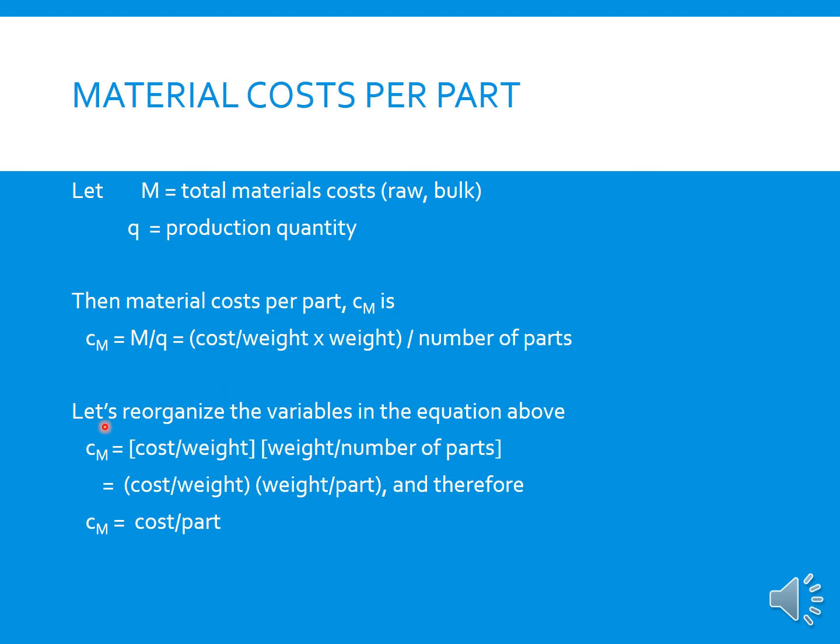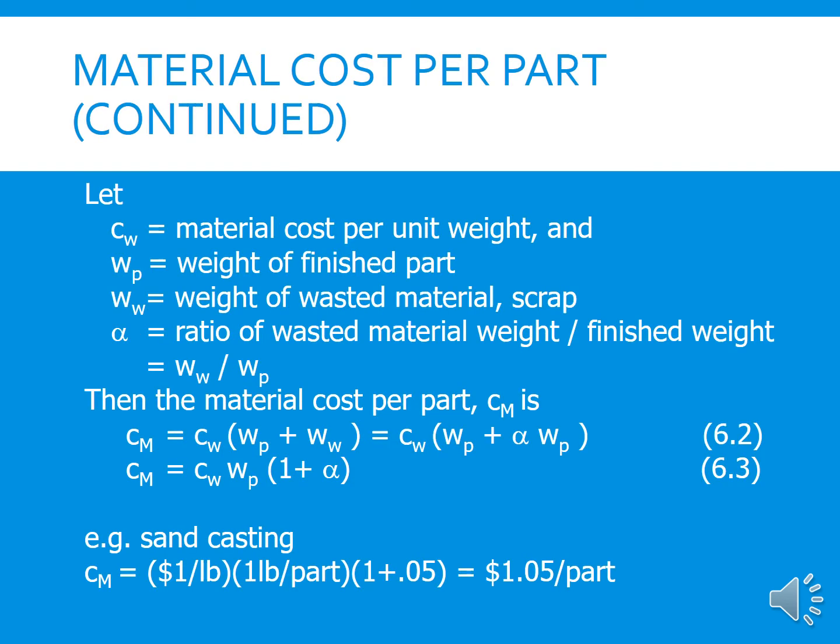Okay, how do we recognize the variables in the equation above? Of course, the cost per weight, the part weight, and the weight per part, before we get the cost per part. Material cost per part, this formula 6.2. Material cost equal to weight, this W. Material cost per unit weight is cost weight times WP plus WW, weight of finished part plus weight of wasted part.